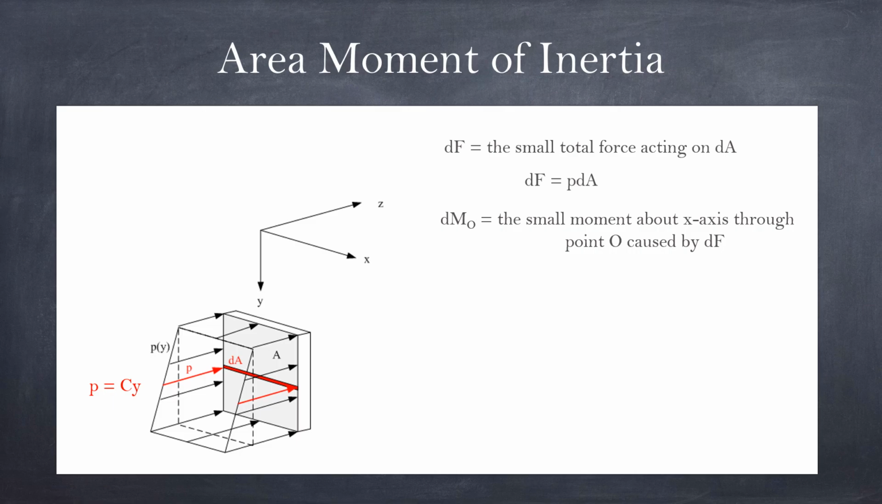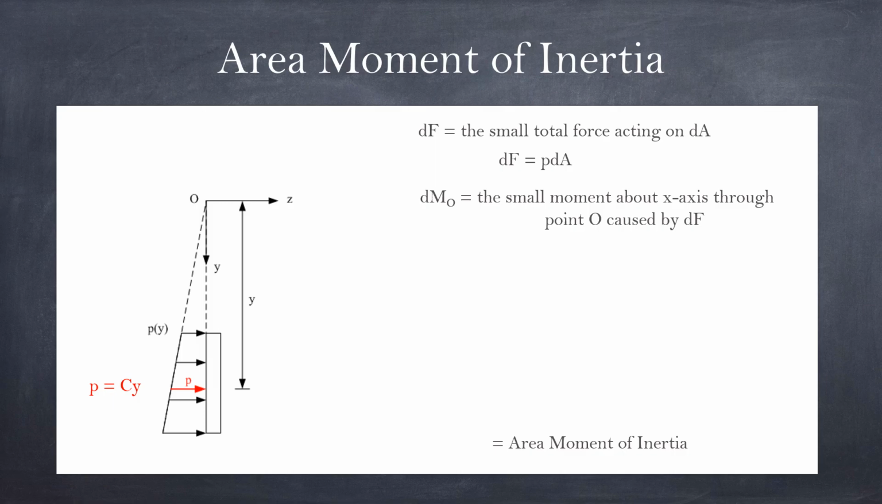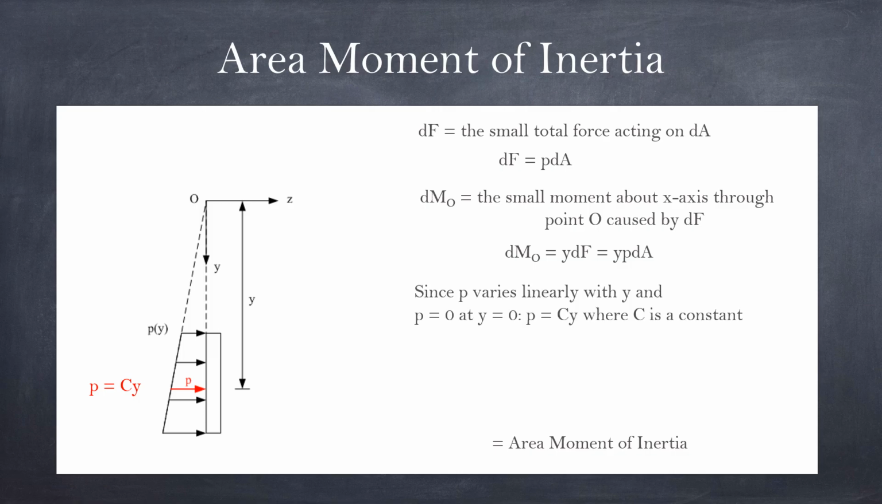So let's go back to the side view again. You see now we have the arm at that position of p, and the arm is actually y. Therefore the little moment dMO is equal to the arm times the force, y dF, which of course, dF equals p dA, so we substitute it to get the last expression.